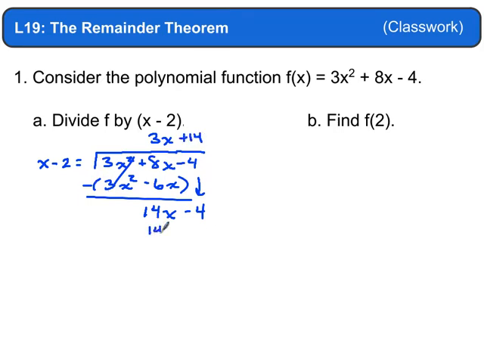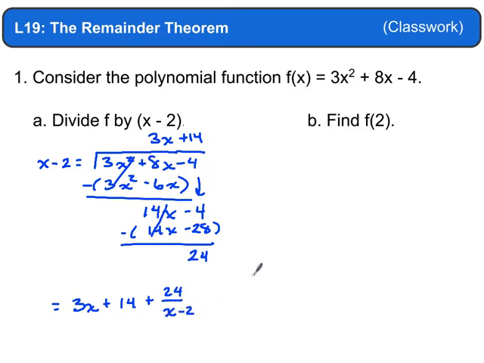We distribute, we get 14x, and then 14 times negative 2 is negative 28. And so then we subtract, these go away, and we get a 24. So that means my answer, my quotient, is 3x plus 14, and then we have a remainder of 24 over the divisor of x minus 2.